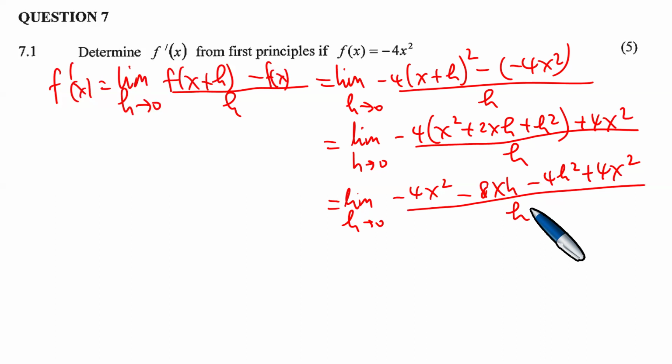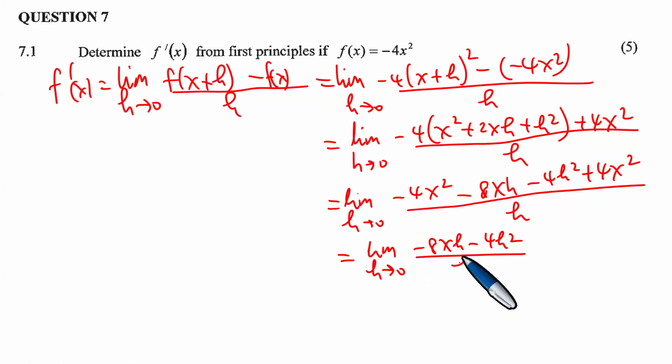You continue. Just hang in there. So we continue. The minus 4x squared and plus 4x squared cancel out, giving us the limit as h tends to 0 of minus 8xh minus 4h squared, you divide by h. Okay, let us continue.